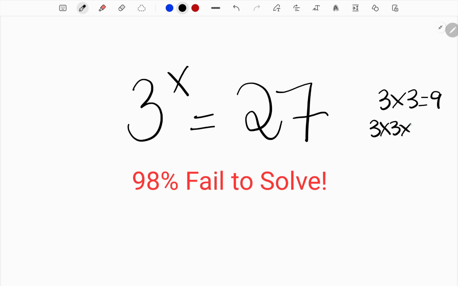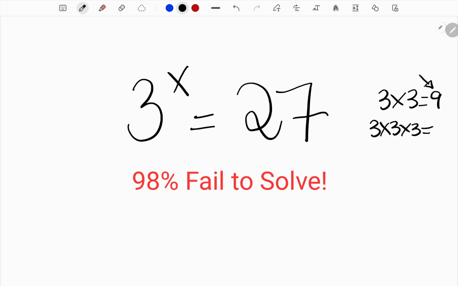Now we need to recall what the powers of 3 are. Let's list a few to see if we can find a pattern that helps us solve the equation. We start with 3 raised to the power of 1, which is just 3. Next, we have 3 raised to the power of 2, which is 3 times 3, resulting in 9.